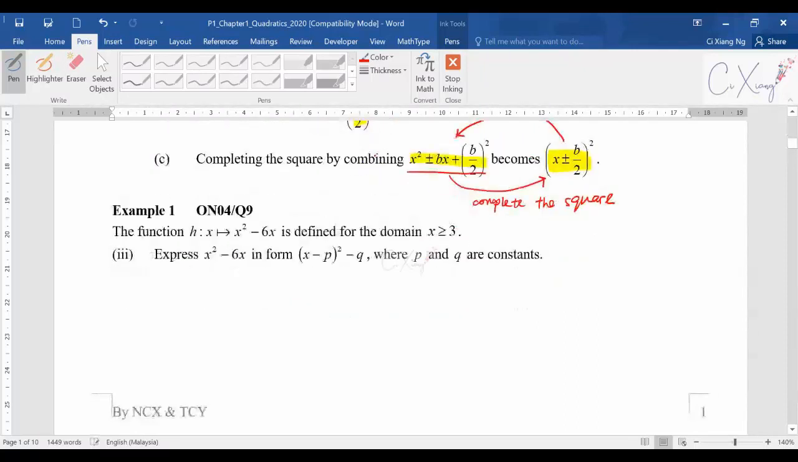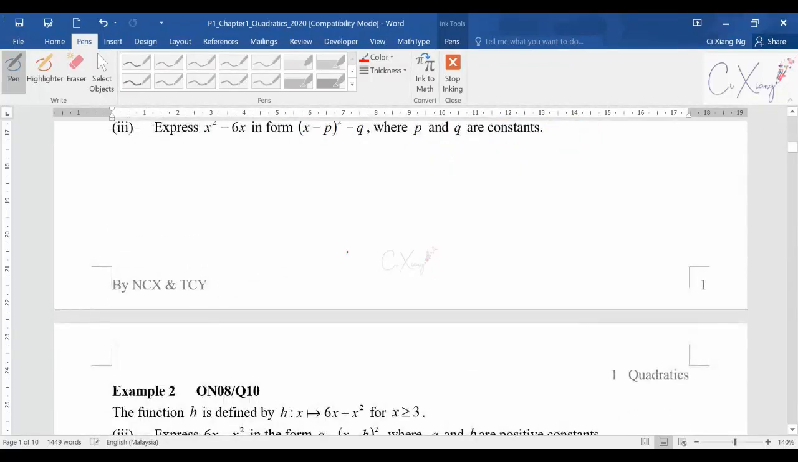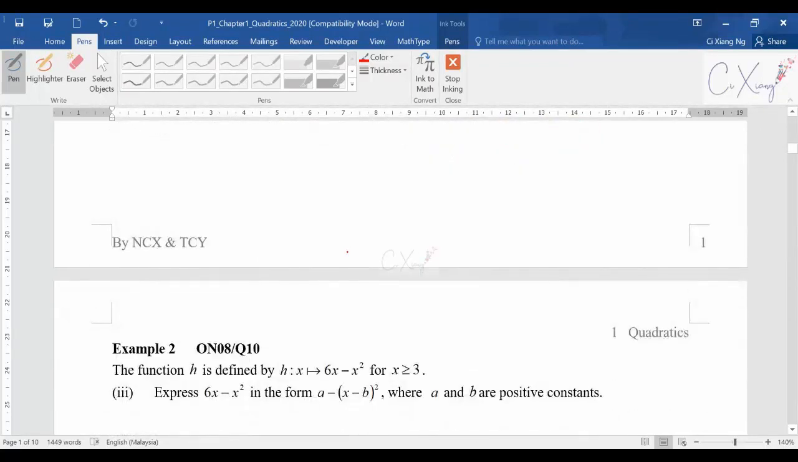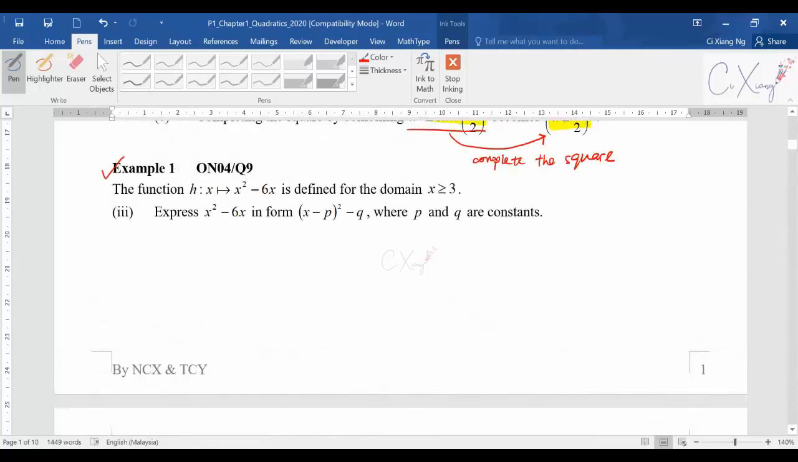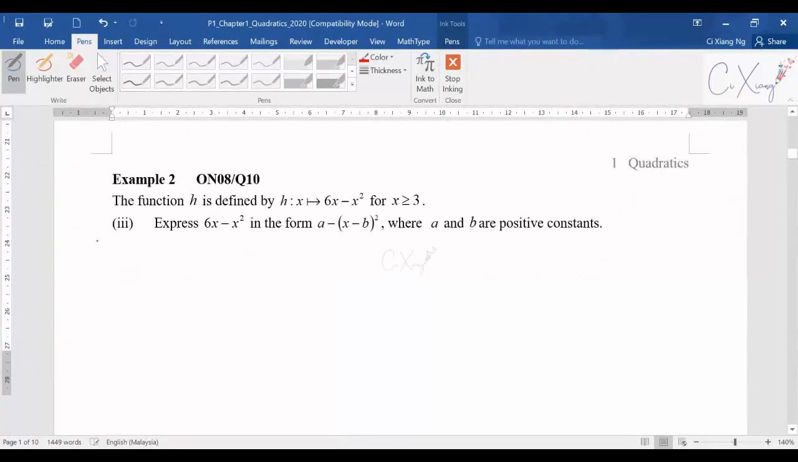Let's have a look at example 1. I think example 1 is very straightforward and simple, so maybe I can change it to example 2. Example 1 you can solve yourself later, and I will show you example 2. It is almost the same, just a bit different. For example 2, they want you to express this expression in the form a minus (x minus b) squared, where a and b are positive constants. So we want you to complete the square. Your original expression is 6x minus x squared. What you need to do is rewrite it again.